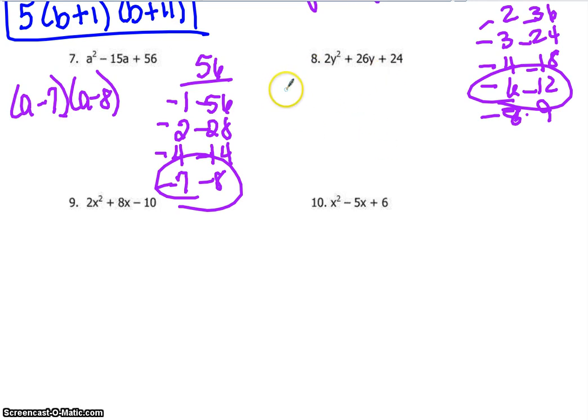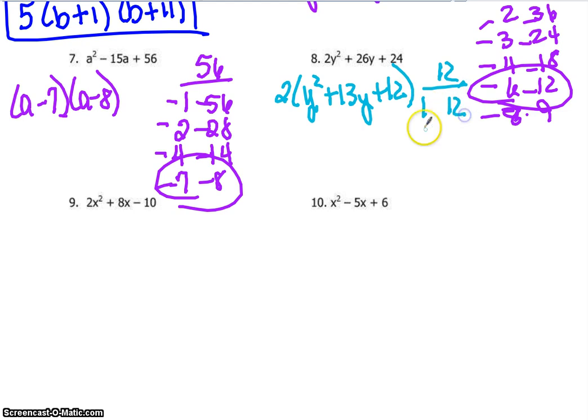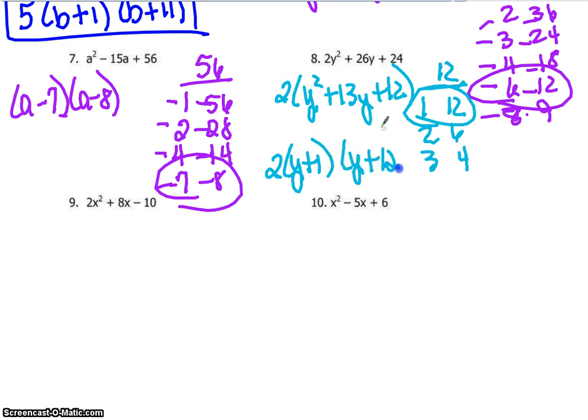All of these will divide by 2, so I start by pulling that out. It leaves me y squared plus 13y plus 12. Factors of 12 are 1 and 12, 2 and 6, 3 and 4. Signs are the same. They're all positive. It needs to equal 13, so we're talking 1 and 12. Bring down your 2, and then y plus 1 and y plus 12.